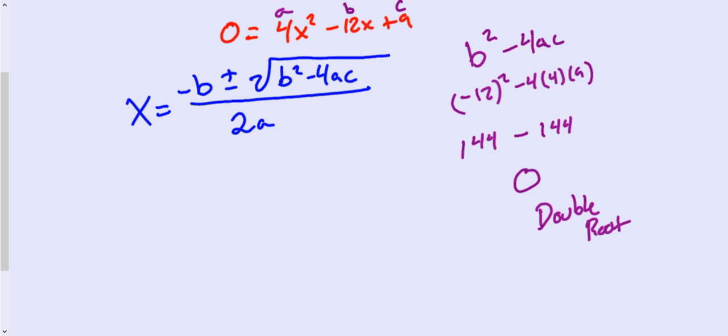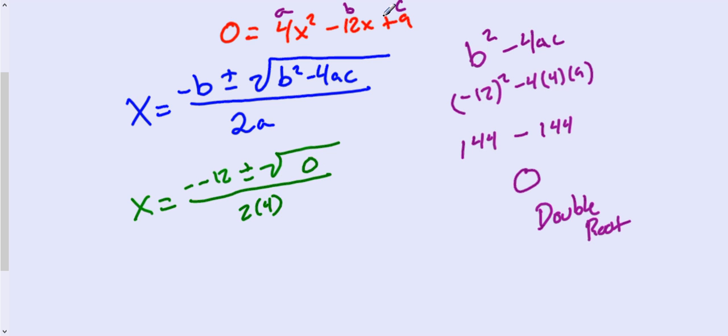Put all the pieces into our quadratic formula. We get negative 12. I'll come back and simplify that in a second. Underneath, we already know that it's 0. And then we have 2 times 4. Again, I know I could simplify it as I write it out, but I don't want to make any silly mistakes. Or if I do end up making a mistake, I want to be able to find it. So 2 times 4 is 8. The negative 12 becomes positive, and the square root of 0 is 0.